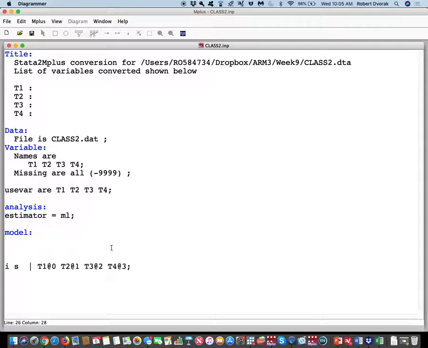But first, let's just test a simple linear model. So we have time 1, time 2, and time 3. We're doing something like this. We have an intercept and a slope. 1, 2, 3. Let's run this. Let's see how our model fits.